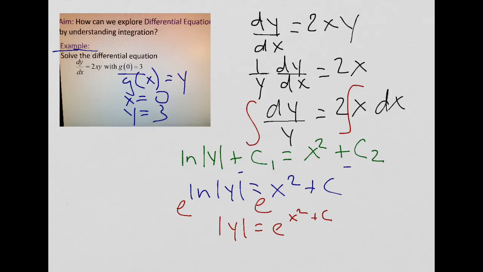So for rules of exponents, we could rewrite this expression. Let me know if you have any questions, if I'm going too fast, maybe with the antiderivatives or using our inverse of e to eliminate our logarithm. But now I'm going to talk about rewriting the expression on the right-hand side as e to the x squared times e to the c power.